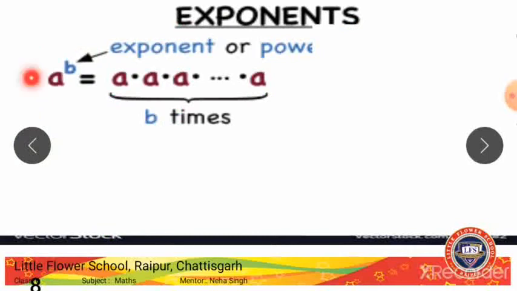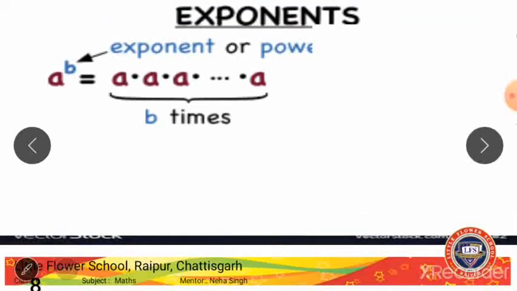So here a power b, the number a is called the base number and b is called the power or the exponent. Okay, which means a will be multiplied, a into a into a, it will be multiplied how many times? b times. Whatever number of times is given, we will multiply the number that many times.